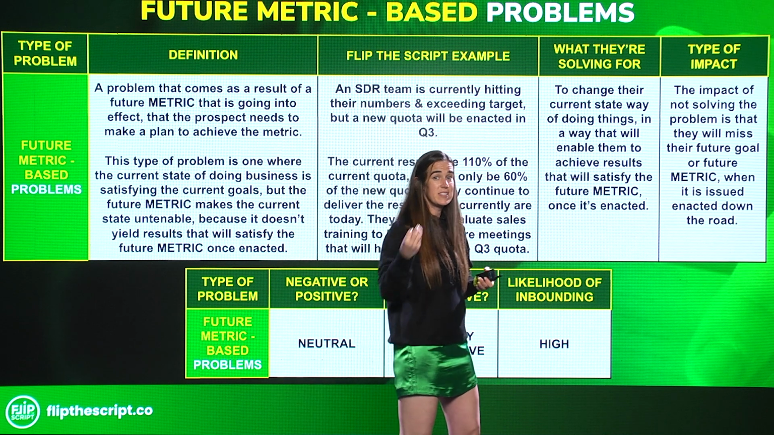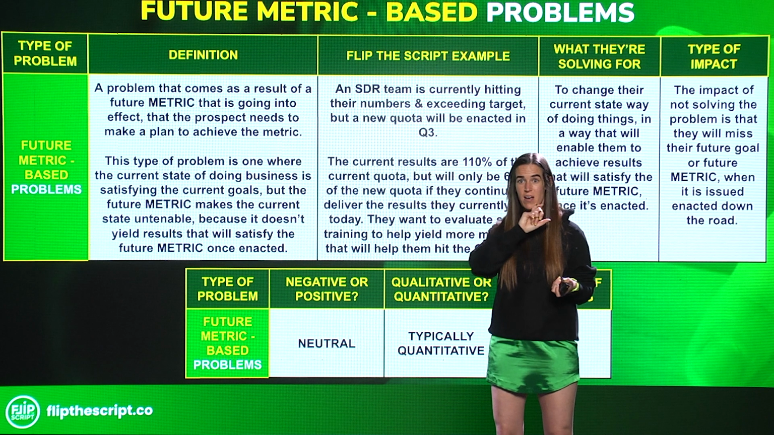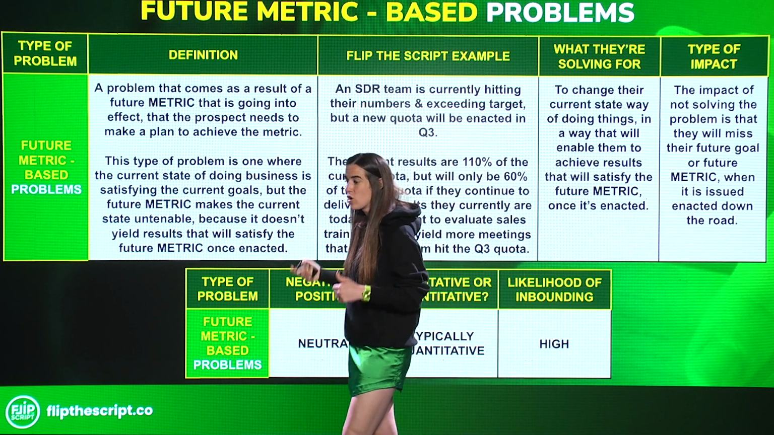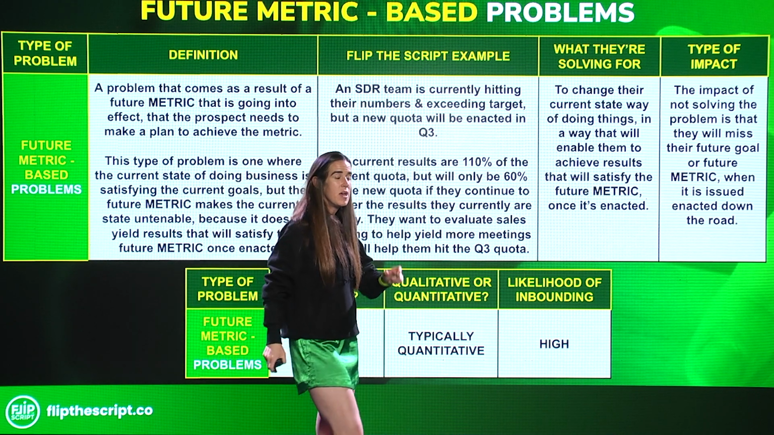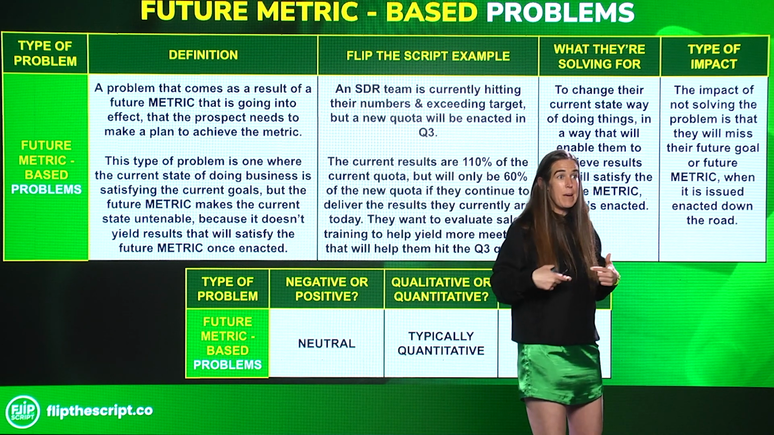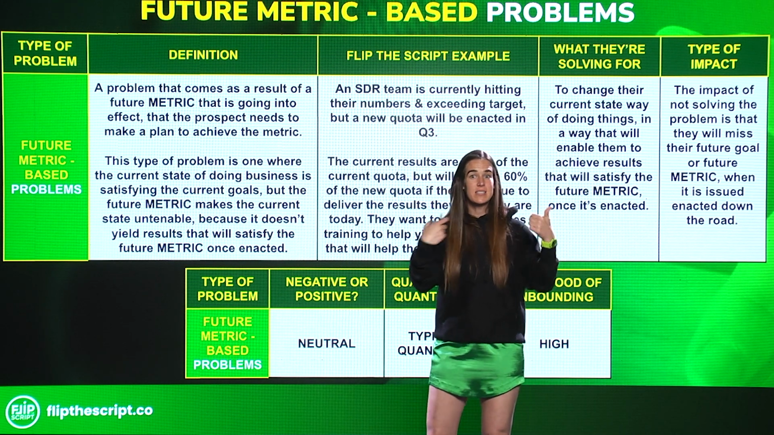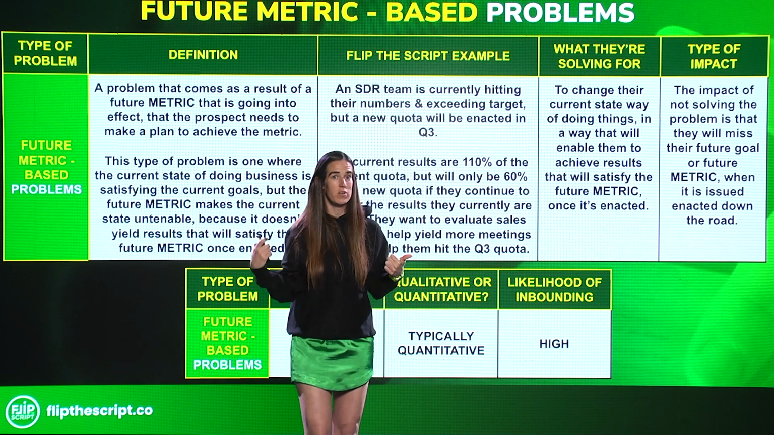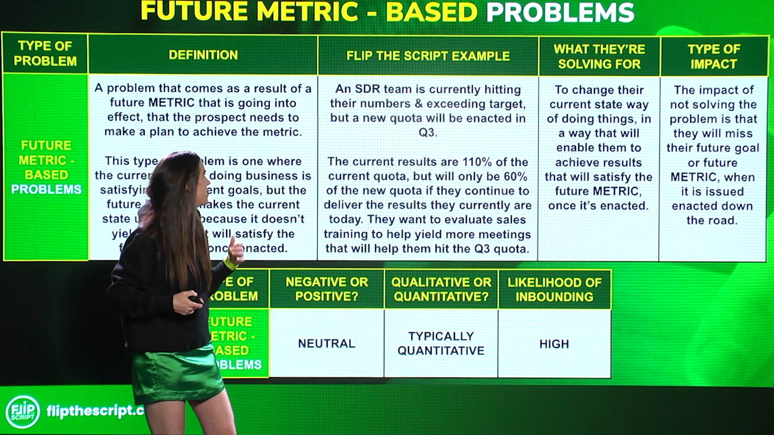So the difference between this and a threat is a threat you're not positive if it will become true. A future metric, you are positive. So this type of problem, their current state way of doing business is just fine according to their current metrics. But the metric that's going to be issued in the future makes their current state a problem that they need to solve for, because their current state is not going to be able to achieve the future metric that's going to come into place.